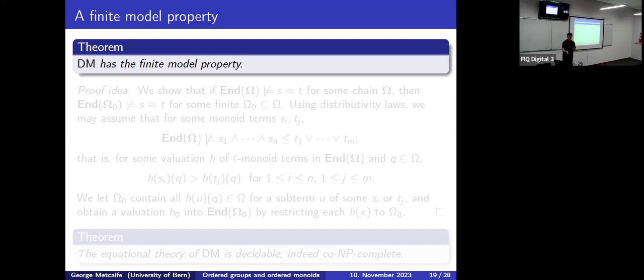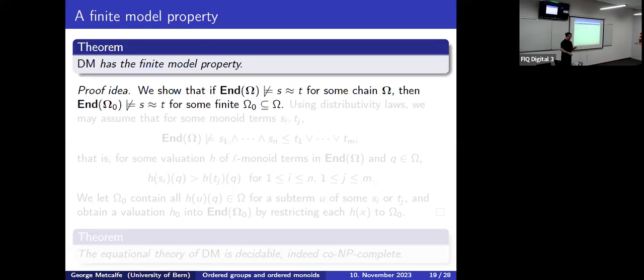So, maybe more for the experts, I'll just sketch the proof idea. The key thing is that because of the Anderson-Edwards result, we can assume that we fail in an endomorphism L monoid, so we have a nice representation. So suppose that we fail in End(Ω) for some chain Ω, then the key idea is to find a finite subset, Ω0, of Ω, so that we fail in End(Ω0). And this will be finite.